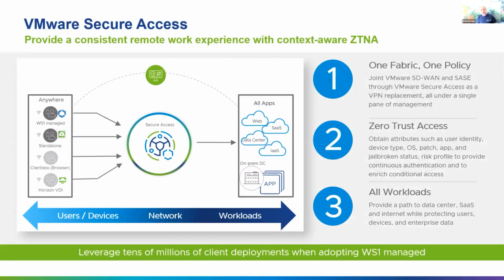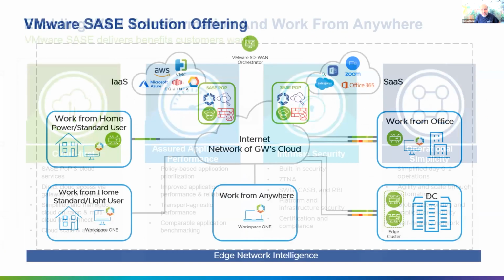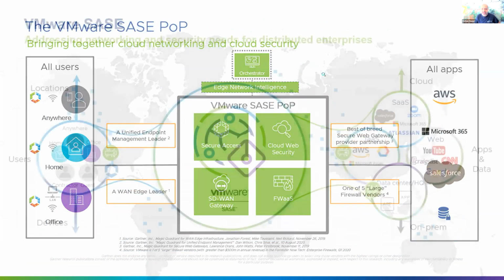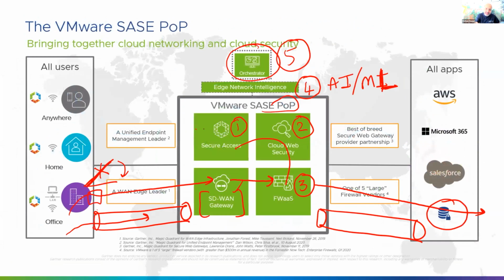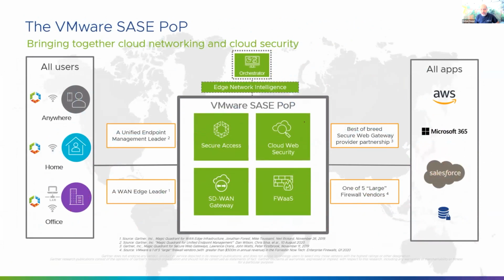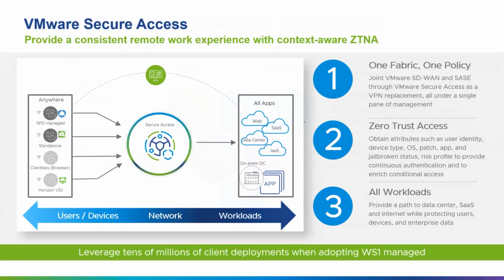So let's quickly look into the first key capability, which is secure access. Remember the SASE POP, secure access is the first piece of it. Let me quickly review that. Yeah, this is what I was talking about as part of VMware SASE, the secure access piece. And then we'll go into all these four elements, which are part of the VMware SASE.